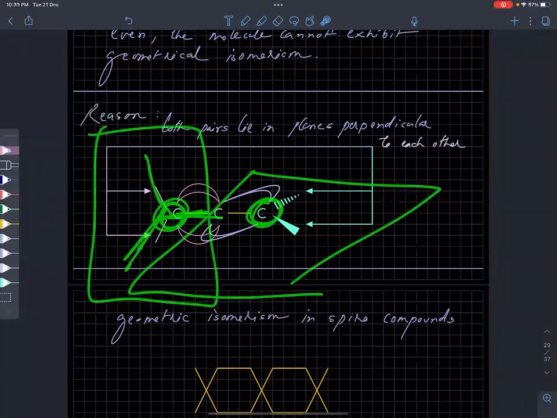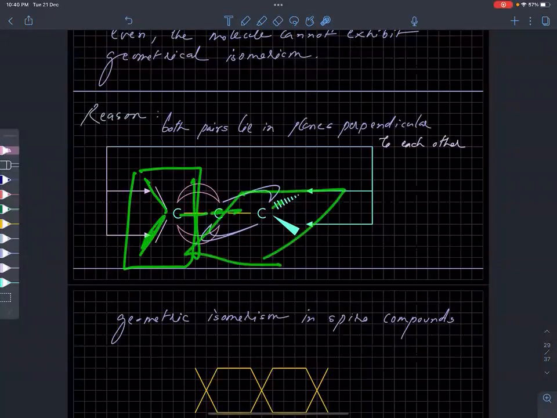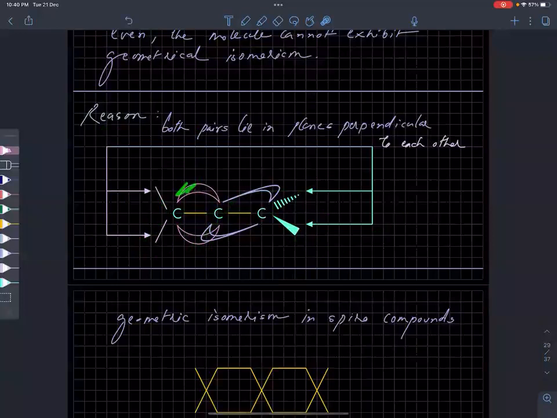You are understanding? This carbon, this bond, this bond, this bond, this bond is in this plane. Whereas this is in this plane: this bond, this bond, and this bond. Why? Because of the electronic repulsion between these two. These pi bonds are at top and bottom. These are at front and back.